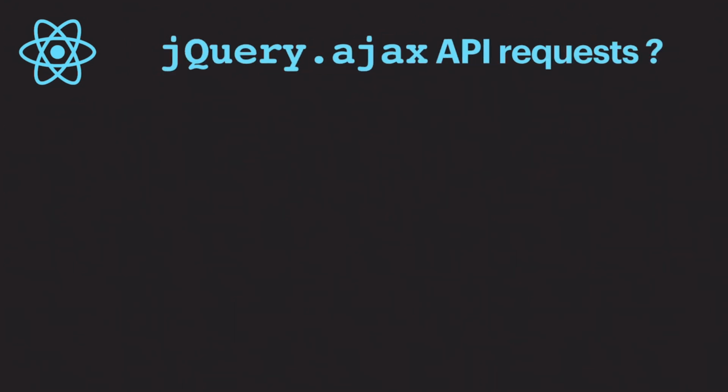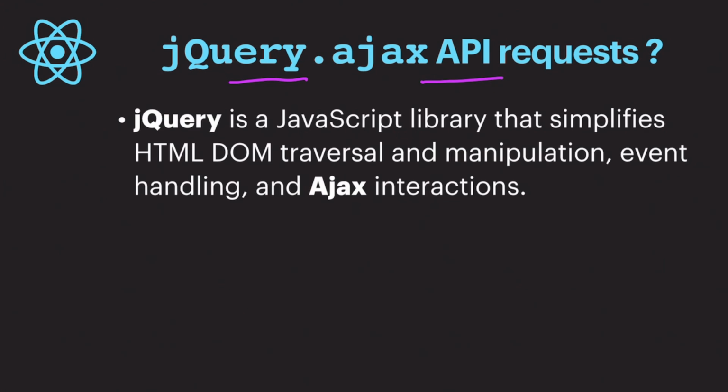So another is the jQuery AJAX API request. With the help of this we can also make an HTTP request. jQuery is also a third-party JavaScript library and it simplifies HTML DOM traversal and manipulation, event handling and AJAX, and mostly we use this jQuery AJAX API request in React and React Native both. So this is also a third party. We can also use this to make an HTTP request.